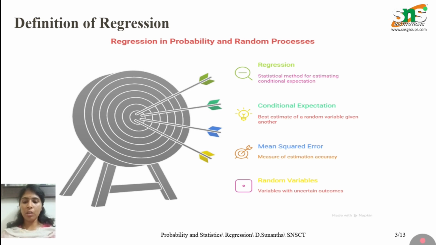What is the purpose of regression? Regression is to predict or explain the change in the dependent variable. Let us consider y as a dependent variable and x as an independent variable. Based on the independent variable x, this is to explain how y changes with respect to x.